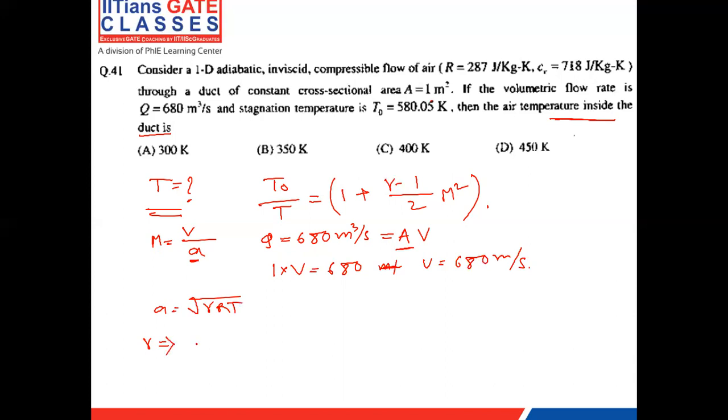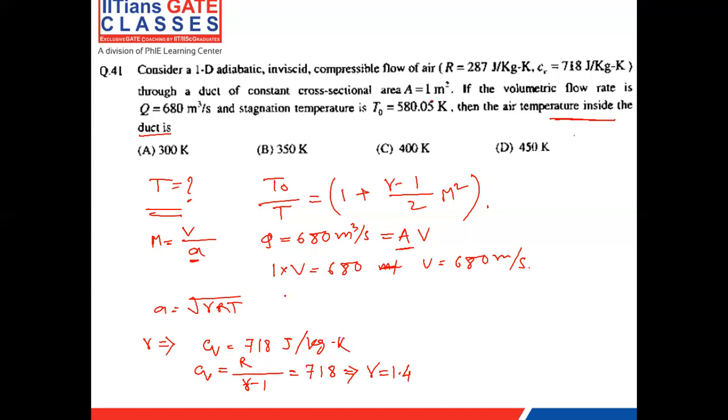So this Cv is given. Cv is given as 718 joule per kg Kelvin, and this can be written as Cv equals R by gamma minus 1, right? And since the value of R is given, from this we can find out gamma. So this is basically equal to 7918. So from this we can find out the value of gamma. It will come something around 1.4, right?